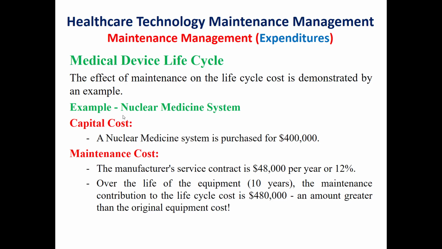We will take an example, the nuclear medicine system. The initial cost or the capital cost will be around $400,000, whereas if we consider that the service contract for such a device will be around 12%, then the cost will be around $48,000 per year. If we consider this during the life of this equipment, which will be approximately 10 years, then the total maintenance cost for the nuclear medicine system will be around $480,000, which is a little bit higher than the initial cost.